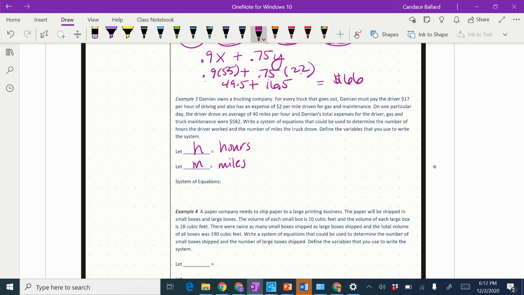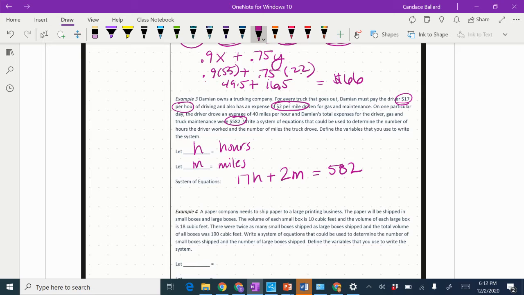It says that they would have to pay $17 per hour. So we're talking about a money equation here. I'm looking for things that have to do with money. So 17 times hours plus it's $2 per mile. So I've multiplied 2 times miles, and then I'm looking in there for another amount of money. So that would equal 582.